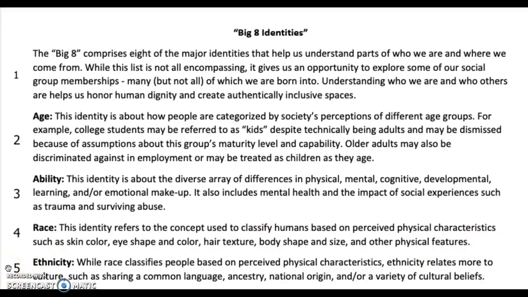Paragraph 5, ethnicity. While race classifies people based on perceived physical characteristics, ethnicity relates more to culture, such as sharing a common language, ancestry, national origin, and/or a variety of cultural beliefs.